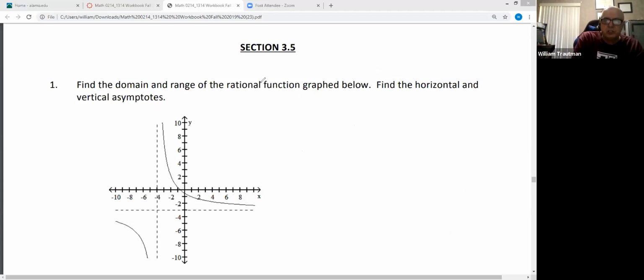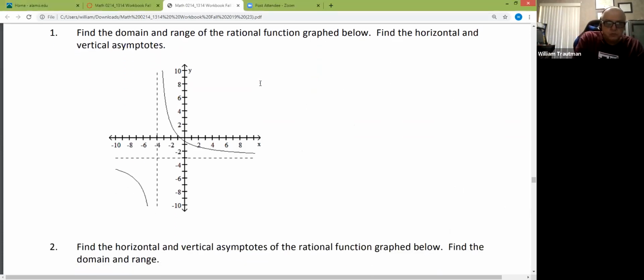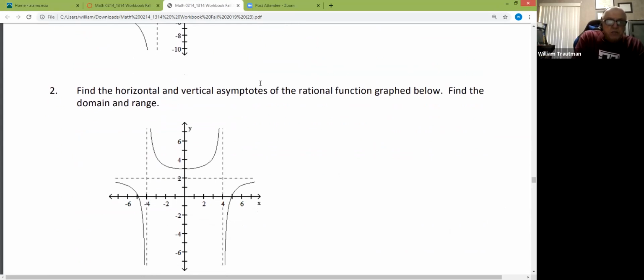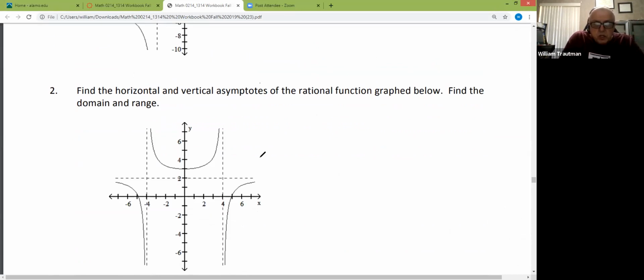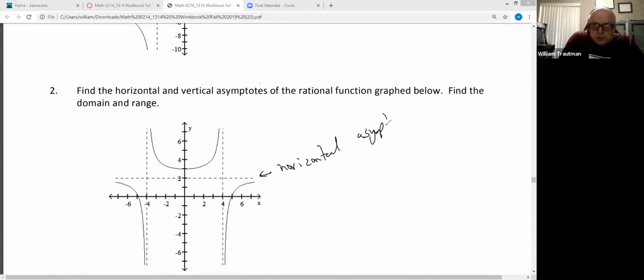Let's try question 2. Find the horizontal and vertical asymptotes. So there's your horizontal asymptote. Horizontal asymptotes always start with y equals. The horizontal asymptote is at y equals 2. You see the horizontal line goes right through 2.